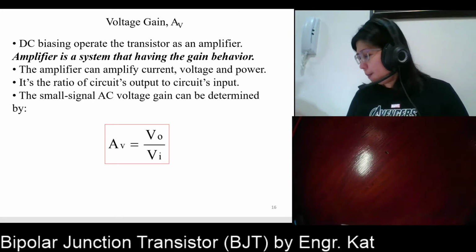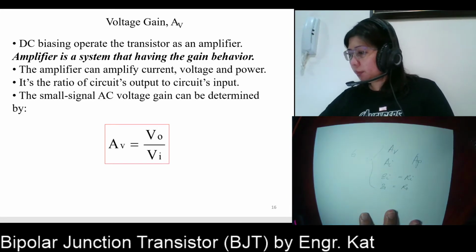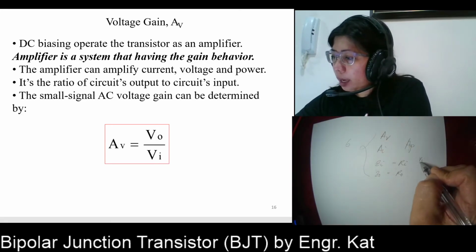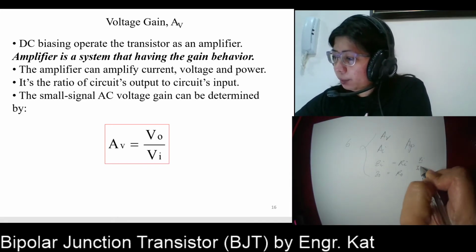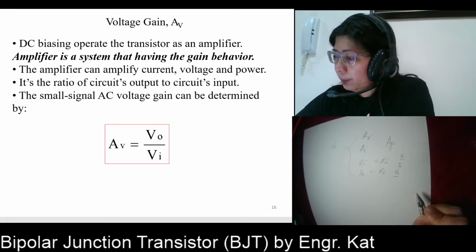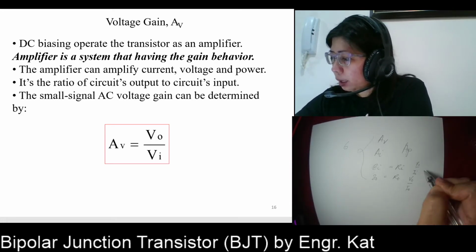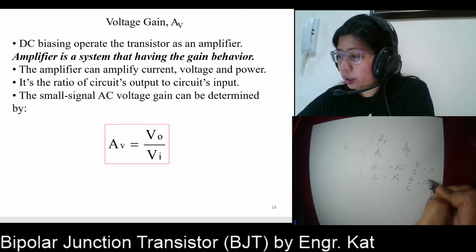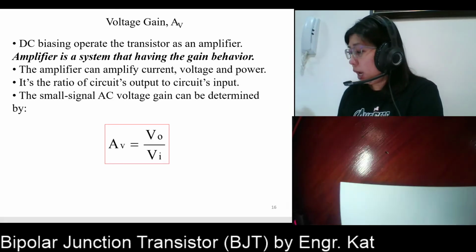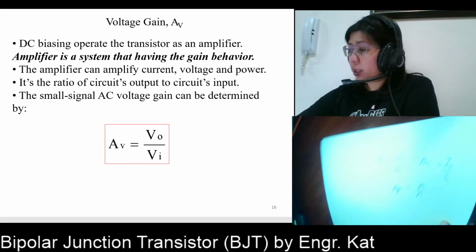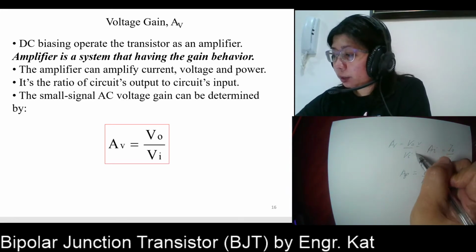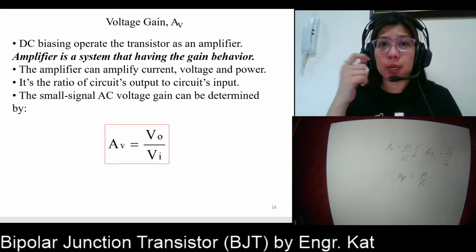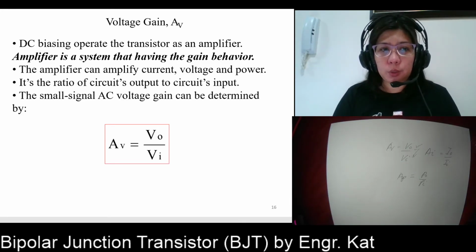Going back here, this is VI over I input, and this is VO over I output. Voltage over current, so this is in terms of ohms, and this is also in terms of ohms. However, for voltage gain, this is volts and this is also volts, so volts will be cancelled out. So usually, gain is a unitless parameter. It has no unit.